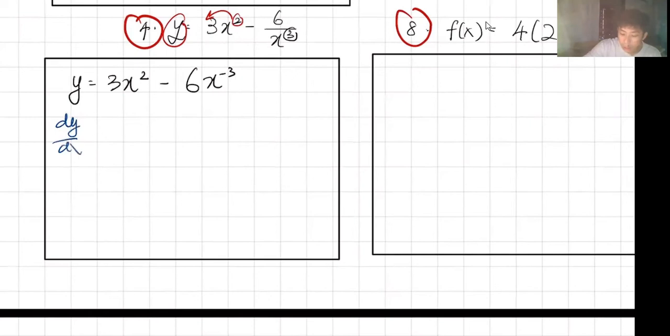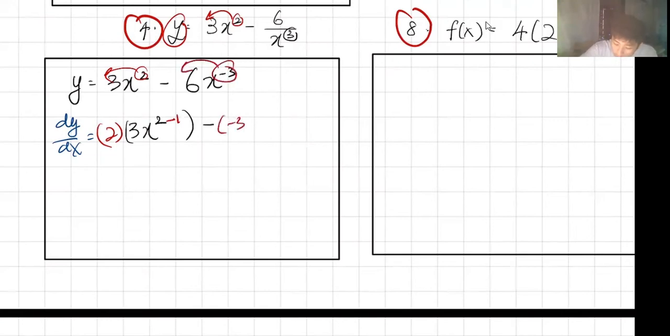dy/dx is equal to, don't forget, bring 2 in front, 2 times 3x to the power of 2, then don't forget minus 1. These are the two things I did, which is times 2 in front and then power minus 1. Similarly, minus this same thing, bring the power in front, minus 3 times 6x to the power of minus 3 minus 1. These are the two things I did for the power rule. Power rule, don't forget, you do two things: bring the power in front and the new power minus 1.